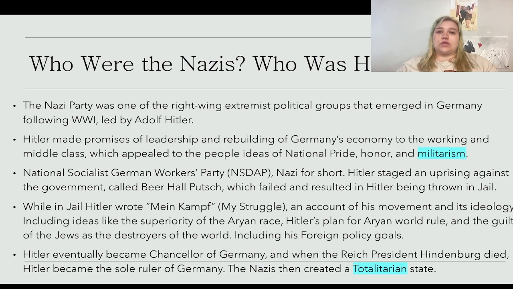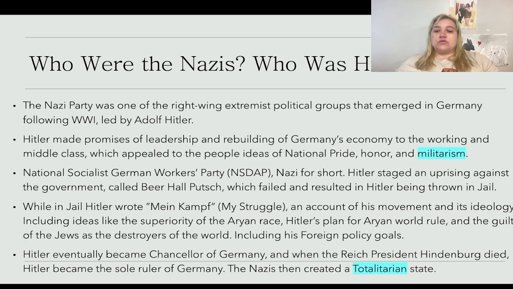Also, everything had basically been destroyed during World War I, and they were broke because of the financial reparations they had to pay. So all of these promises Hitler made seemed pretty promising to all these working class citizens who were being starved and were just in terrible conditions, basically.